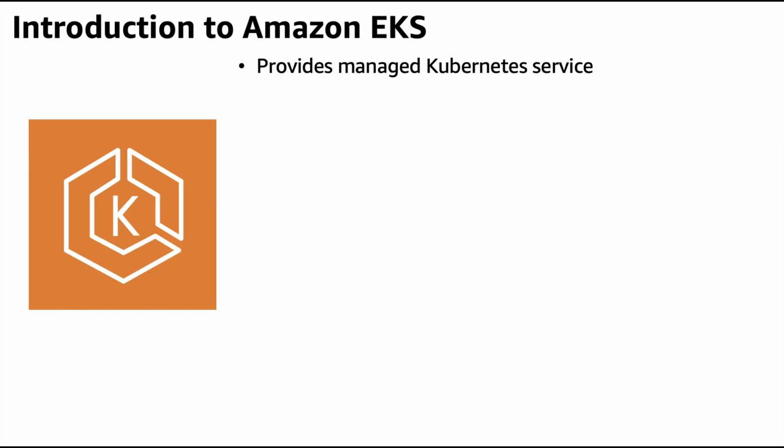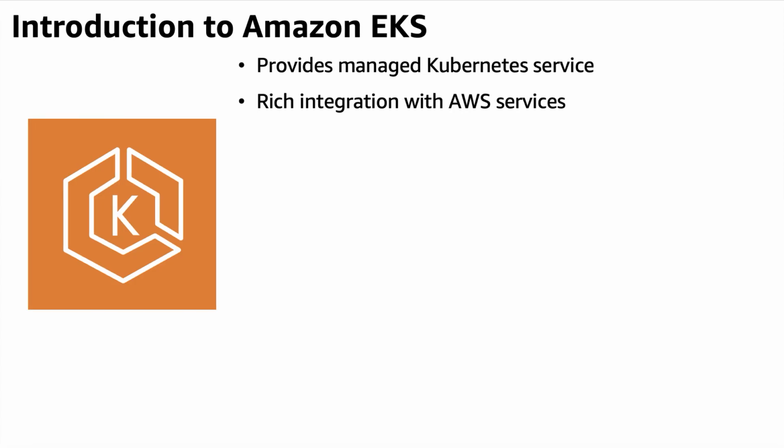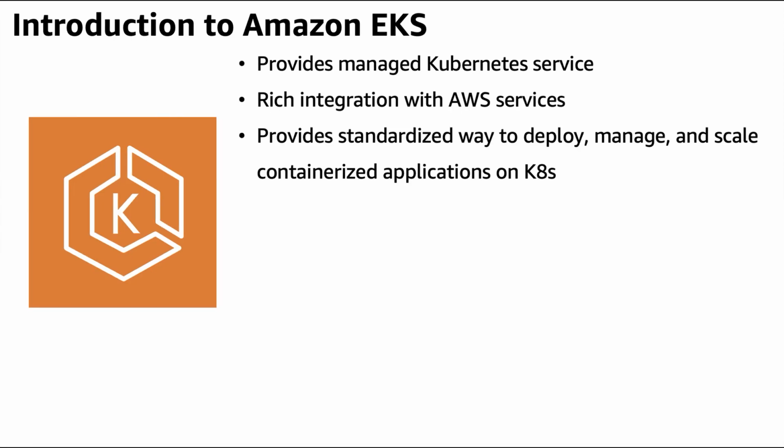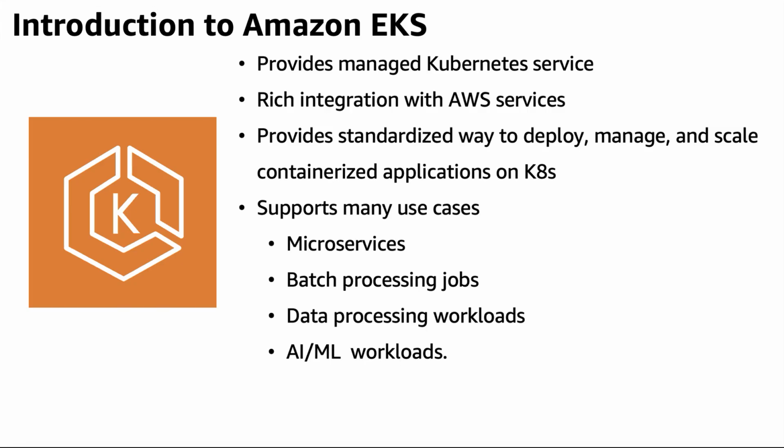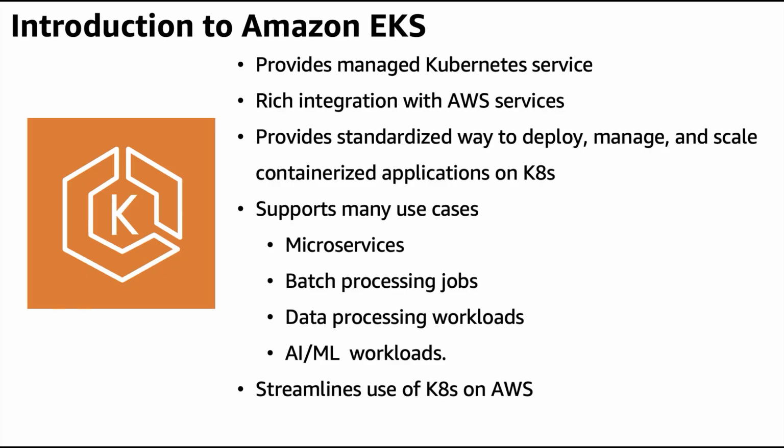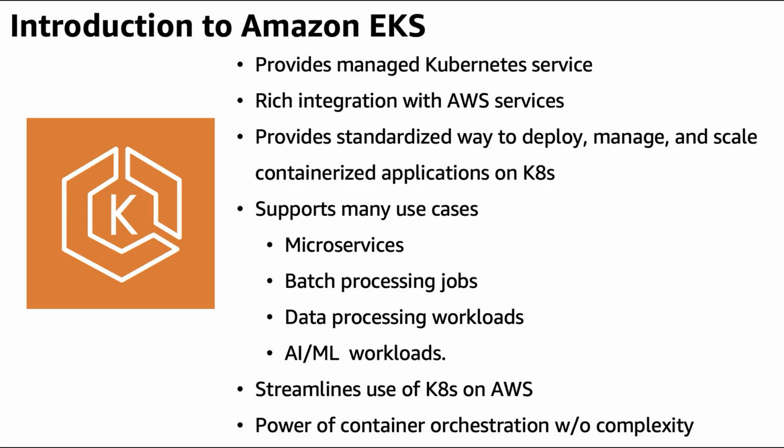Amazon EKS provides a managed Kubernetes service that integrates with other AWS services. You get a standardized way to deploy, manage, and scale containerized applications using Kubernetes, whether you run microservices, batch processing jobs, or machine learning workloads. Amazon EKS streamlines the use of Kubernetes on AWS and gives you the power of container orchestration without the complexity of managing Kubernetes clusters.